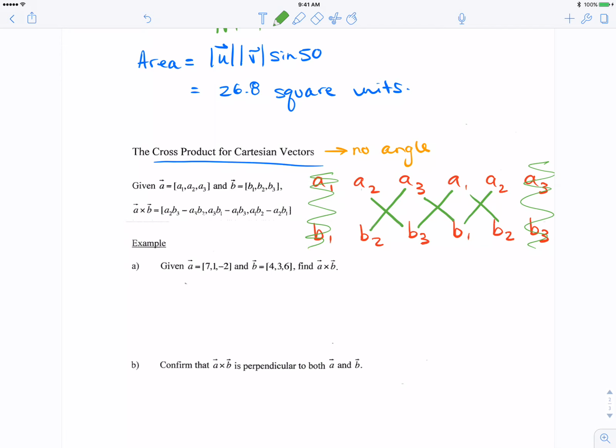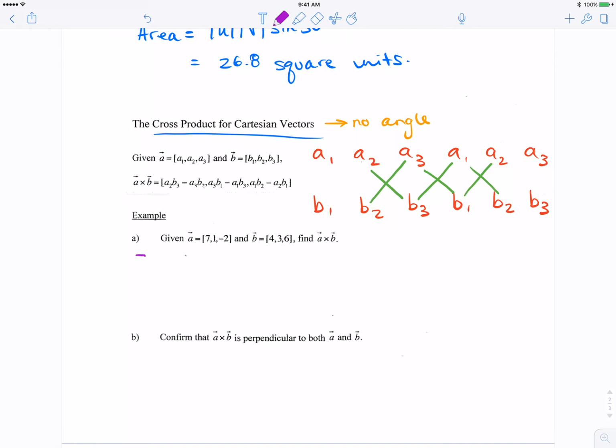Okay. Let's try it out. The only way to do this is practice. And like I said, I don't like having the scribbles there. I think that looks prettier, but sometimes students like to just scribble them out and scratch them out so they don't have to even think about them. Right? Your prerogative. So find A cross B given three components.